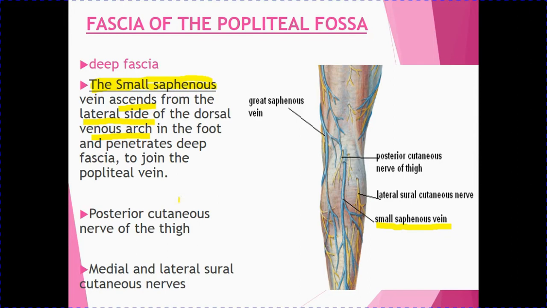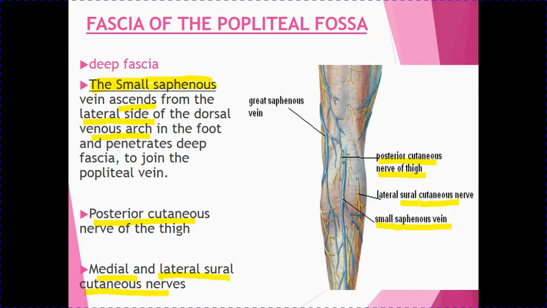The second important content present over here is the posterior cutaneous nerve of the thigh. This is the posterior cutaneous nerve of the thigh, which is present in the deep fascia of the popliteal fossa. The third important content is the medial and the lateral sural cutaneous nerves. These are the sural cutaneous nerves. The medial and the lateral sural cutaneous nerves are also present in the deep fascia covering the popliteal fossa.